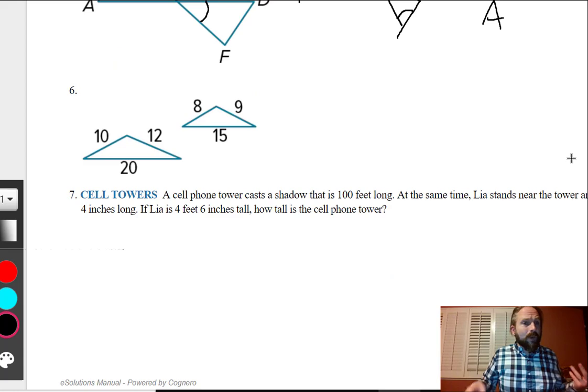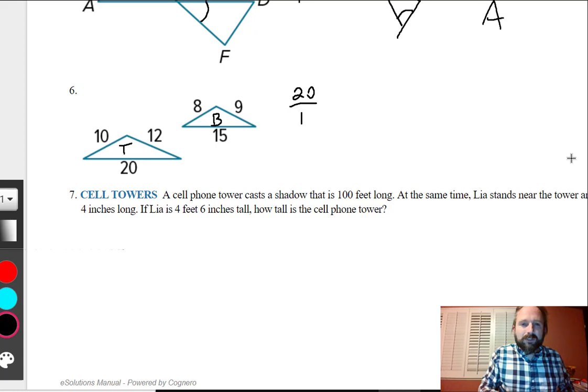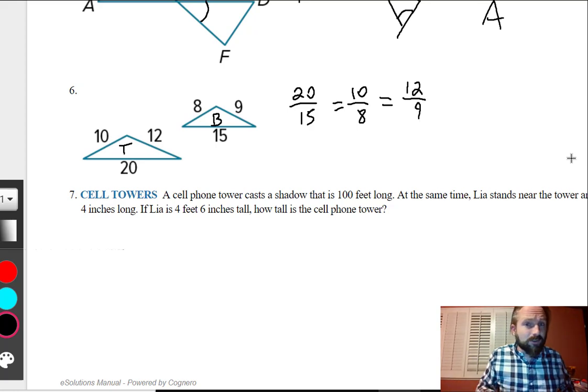All right, we're going to test whether these are proportional. We can test if they're similar if they have the same angles or if they're proportional. So we're going to do bigger over smaller. I'm going to put T and B for top and bottom. I'll take the biggest number, 20 over 15, which will equal the littlest number, 10 over 8, which will equal the middle number, 12 over 9. Now let's simplify to see if this is true.